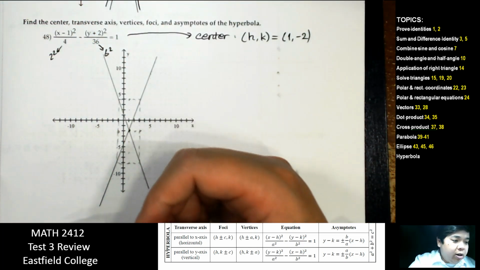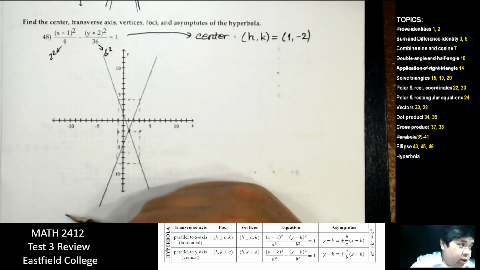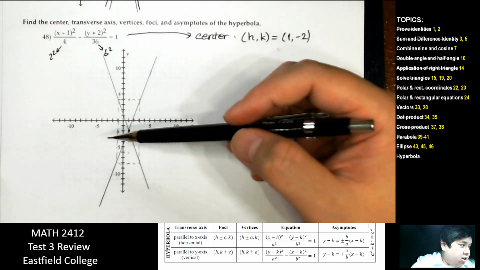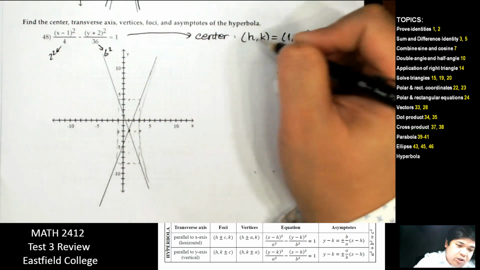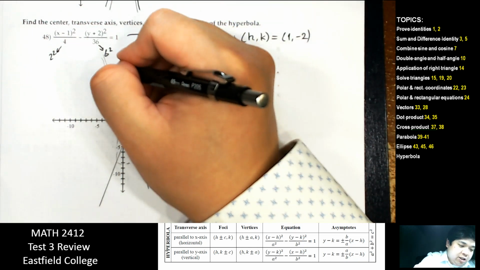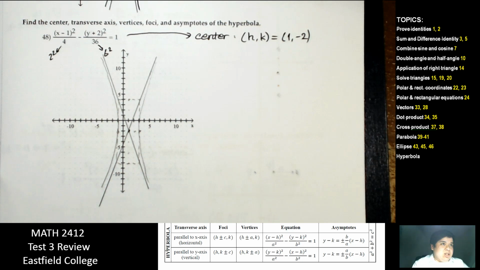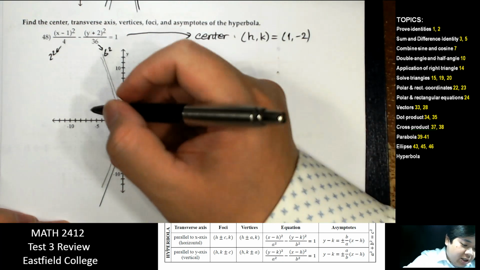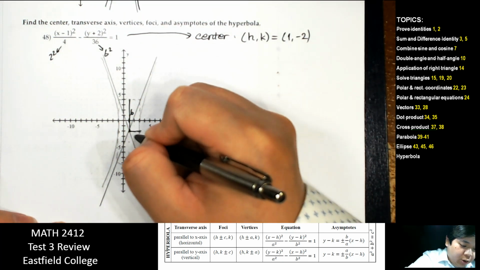And this one we start with x, so again it will open left and right. Right, so that is what the hyperbola looks like. Right, so we have the center. We know that the distance here we go 6 units up and then 2 units to the right.